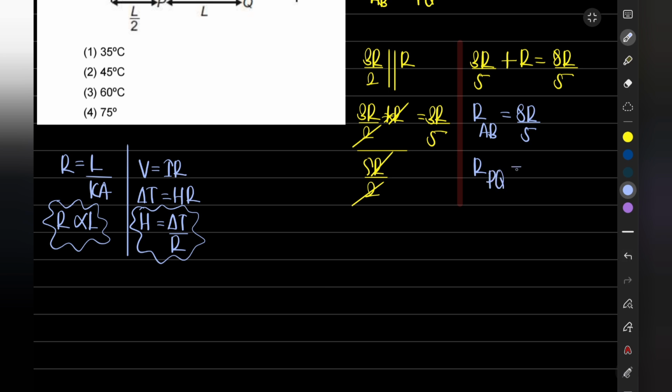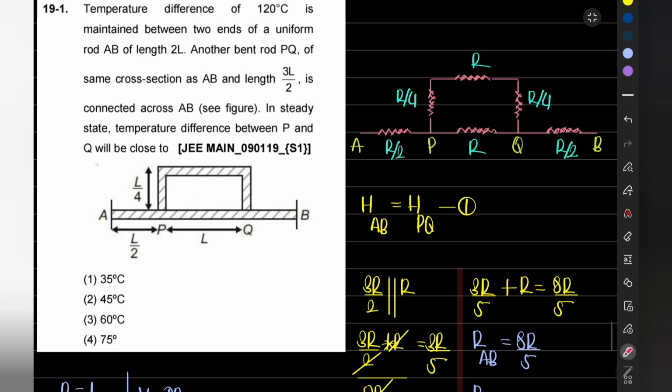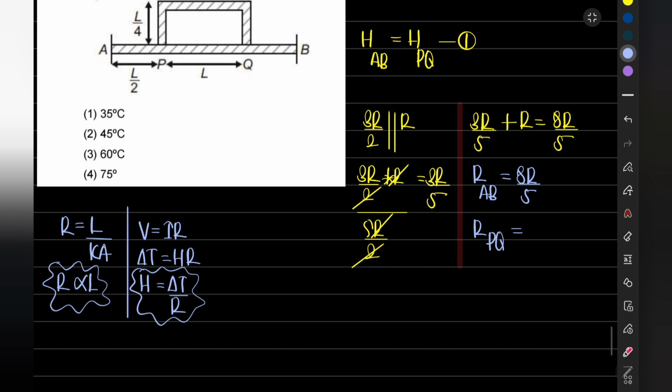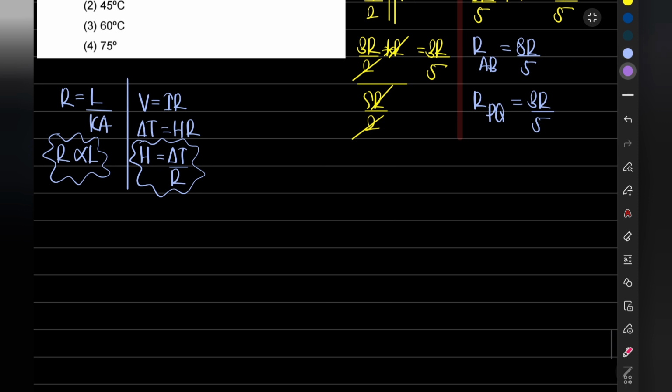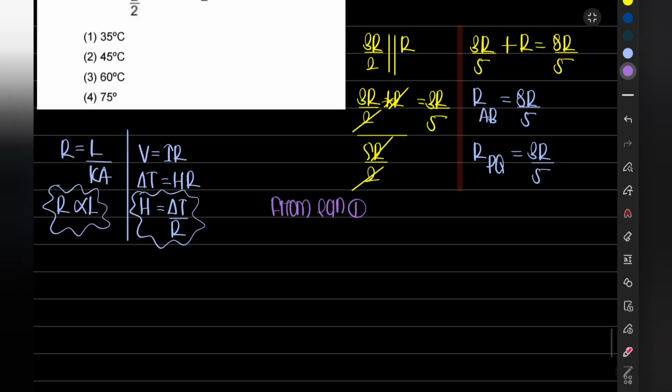Okay, the resistance for the PQ part. PQ part means this part. For this, if I try to find the resistance, we have already found that R by 2 and R is 3R by 2, along with the parallel. So for this entire part, how much value did we get? 3R by 5. So we are going to use that direct value, which is 3R by 5. Now from equation 1, what do we have?